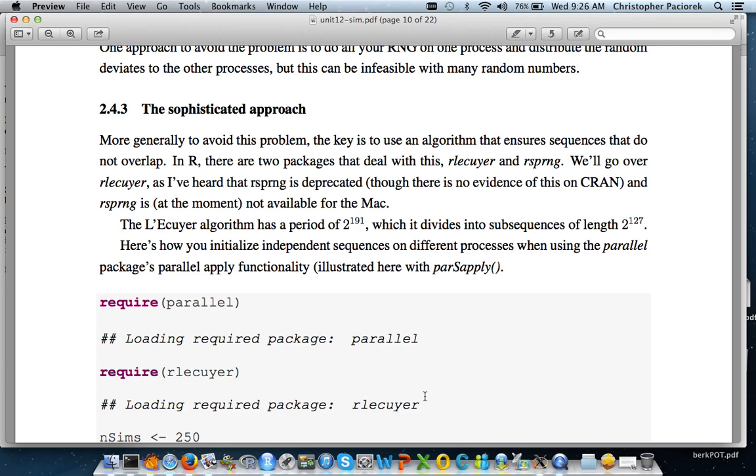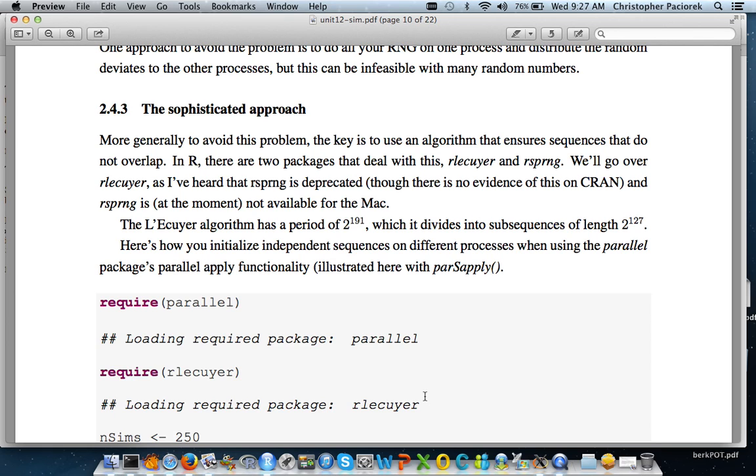So we'll talk a little bit about this Lecuyer algorithm. It's a different random number generator, not the Mersenne twister. It has a periodicity of 2 to the 191, so that's how long it takes you to go all the way around the circle. It divides the circle into 2 to the 127 distinct subsequences. The code is set up in such a way that, depending on how you set it up, each of the workers or each of the tasks gets a distinct subsequence of random uniforms from this pseudo-random sequence.